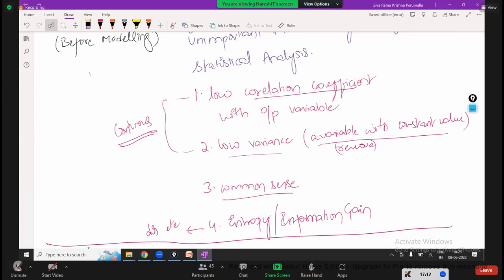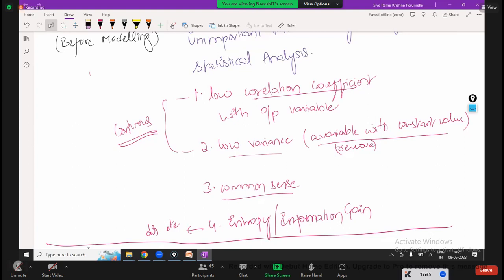Sir, standard deviation, how much below, sir? Can you say exactly the value? Whichever standard deviation is less than 1. Standard deviation less than 1 means variance also will be less than 1 only. Variance less than 1 means there is no real variance, and if there is no variance, that column is not useful. Simply you can drop it. Right?